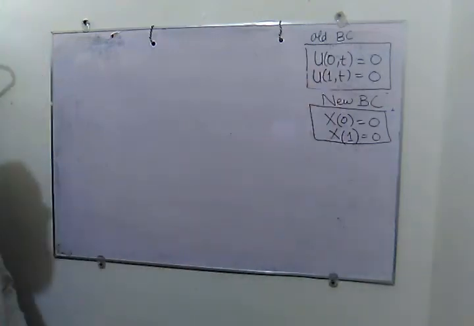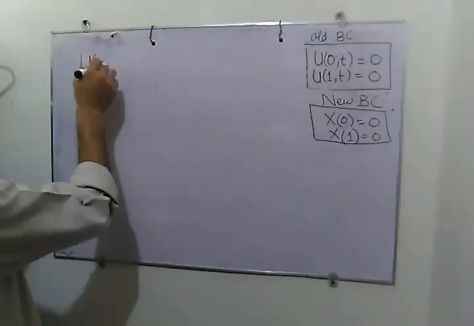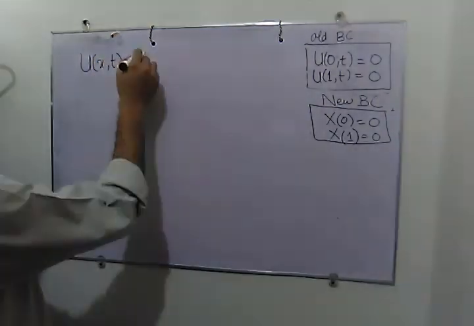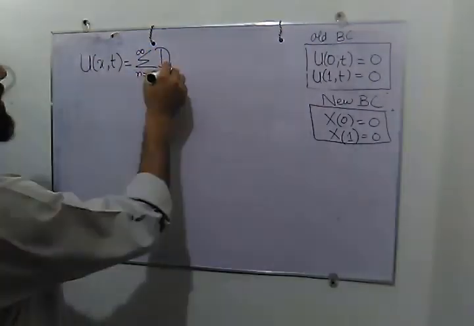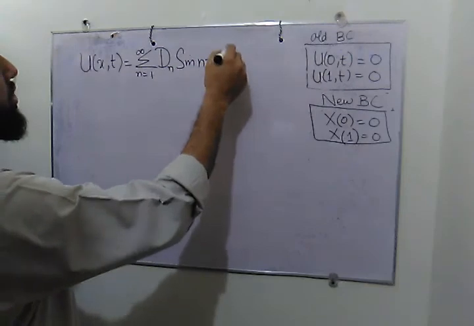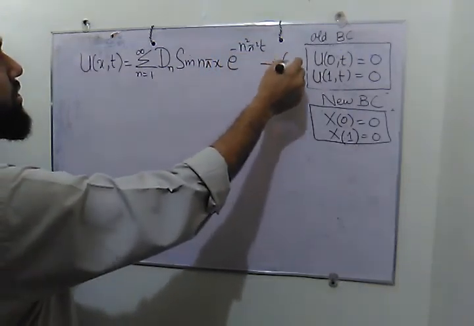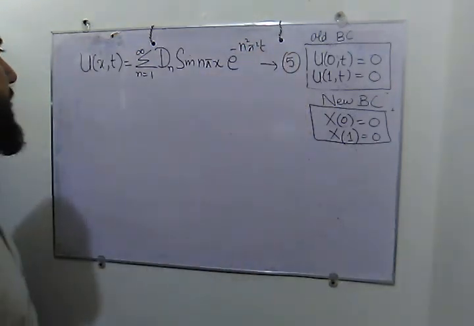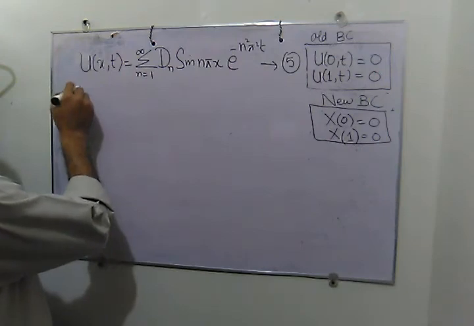So first we are going to write the general solution again. It was summation n is equal to 1 to infinity d_n sine n pi x exponential minus n square pi square t, and call it equation number 5. Maybe we use it in the future.